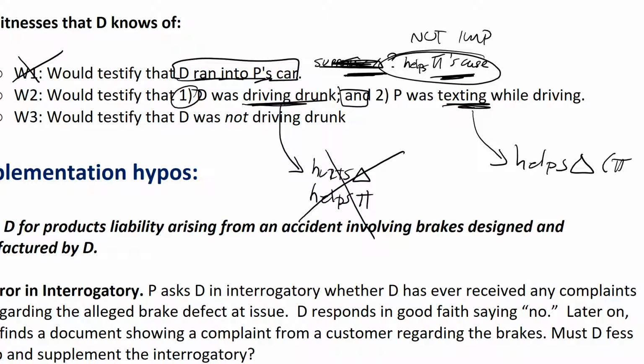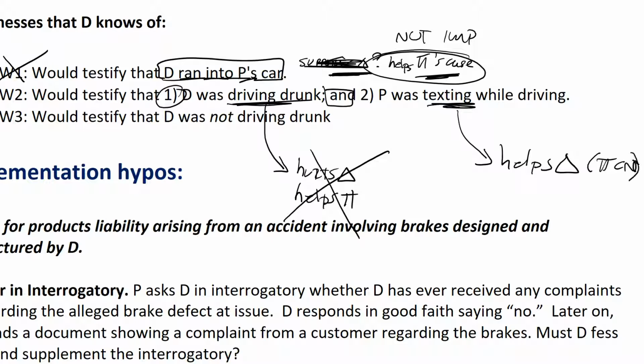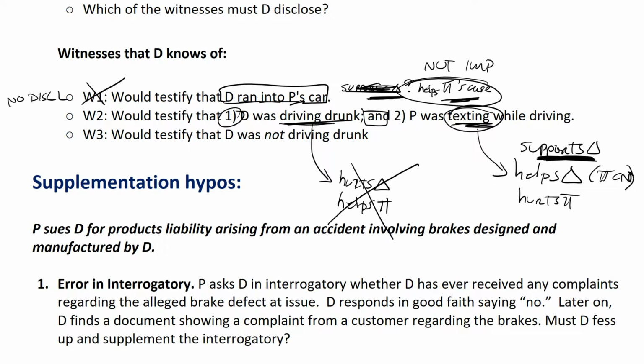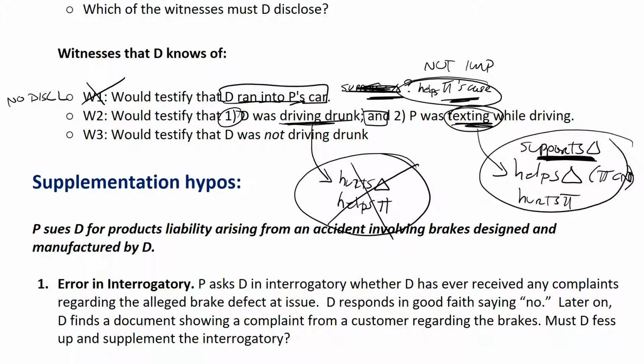because D is saying P was contributorily negligent, right? And it hurts P, right? So this information supports the defendant, and that information is not used just to call somebody a liar. In fact, there's nothing in this testimony that suggests that it's for purpose of impeachment. So what we have here with witness 2 is a dual purpose witness. Some of the testimony will not support the defendant and some of it will support the defendant. Well, if the defendant wants to use witness 2, then we're going to have to disclose this witness, okay? All right.